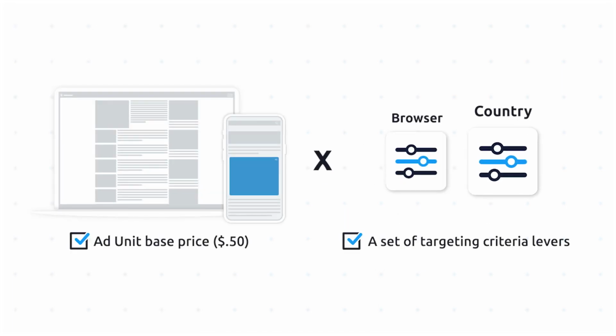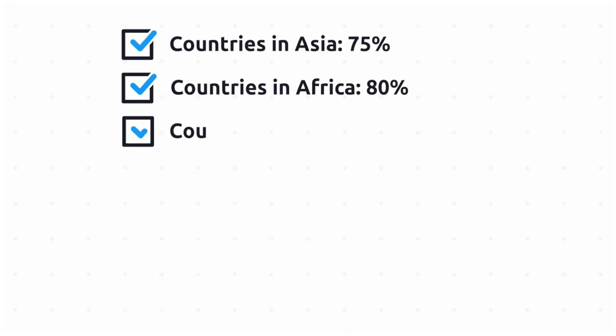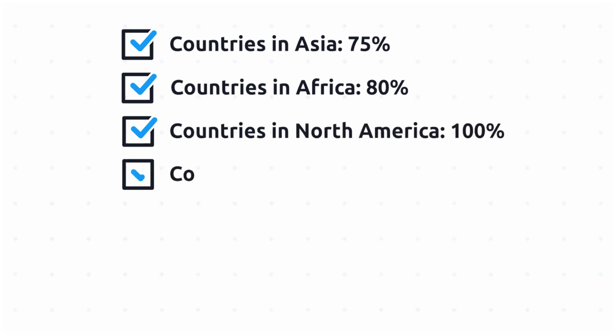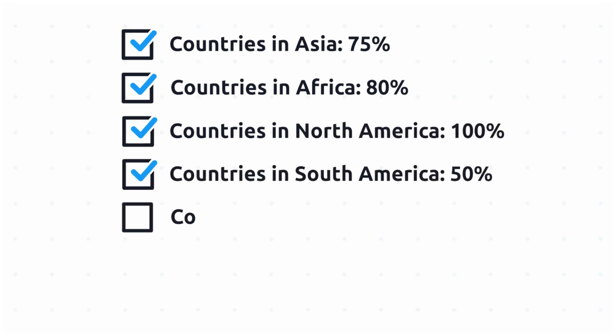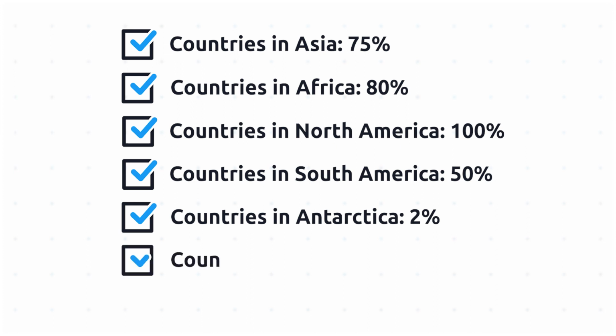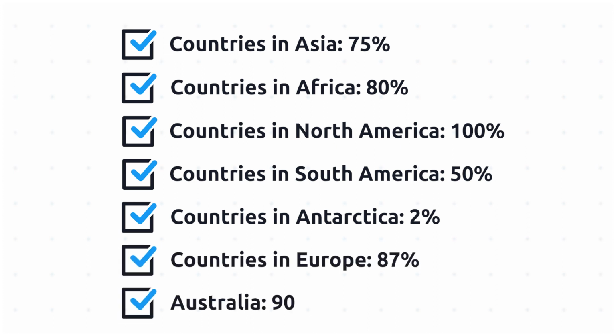Now let's tackle country. Because we have hundreds of options for countries, we'll have to break the countries into groups in order to build our strategy. For argument's sake, we'll break them into continents and assign percentages which will increase or decrease the price floor from the ad unit base price. We'll assign countries in Asia 75%, countries in Africa 80%, countries in North America 100%, countries in South America 50%, countries in Antarctica 2%, and countries in Europe 87%, and Australia 90%.